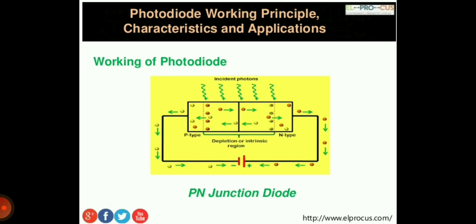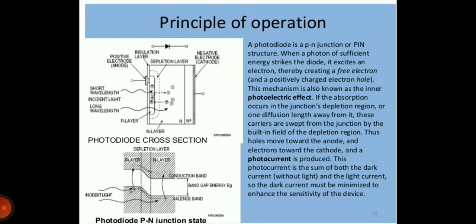Then working of photodiode. When the photodiode is connected in the circuit, basically anode is connected to the negative terminal of the battery and cathode is connected to the positive terminal of the battery, because this diode is used to detect light. Basically this should be connected in reverse bias fashion, and when light is incident on it, then current will flow through the device. This is the working principle of a photodiode.